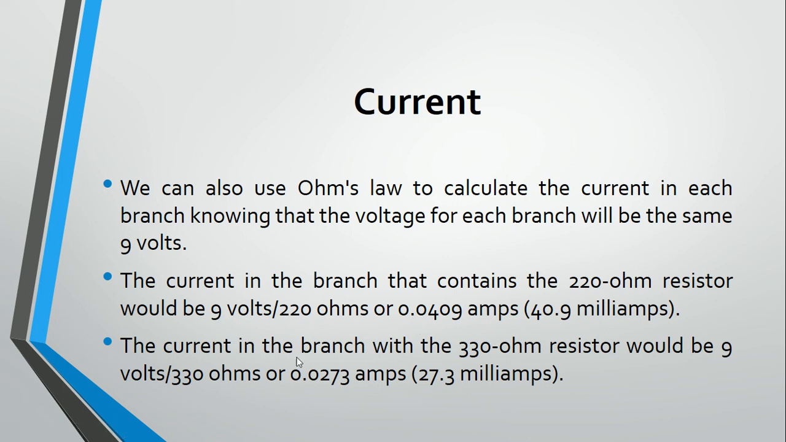And then another one is to get the current for the 330 ohm resistor as the divisor. So the current in the branch with the 330 ohm resistor would be 9 divided by 330, or 0.0273 amps, or 27.3 milliamps. Decimal places, 3 decimal places going to the right.